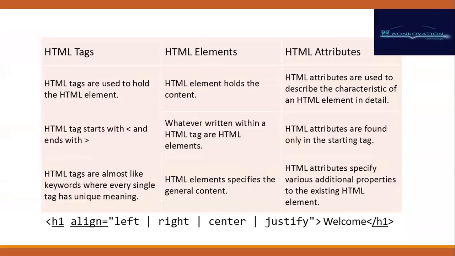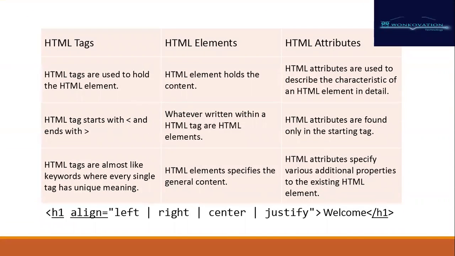So moving further, the difference between HTML tag, element, and attributes. These three things have differences between them. So let us see what those are. So first of all, what is a tag? Tags are what hold the HTML elements. What are the HTML elements? HTML elements hold the content. Whatever we have to write on the web page, it holds that.